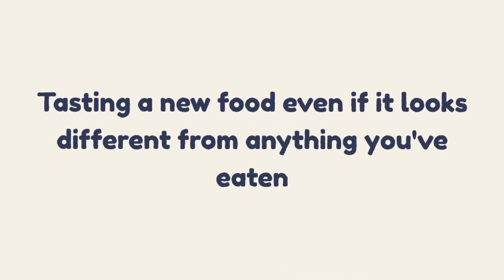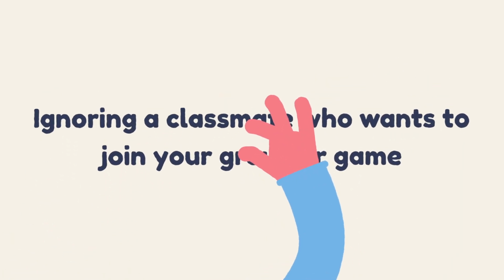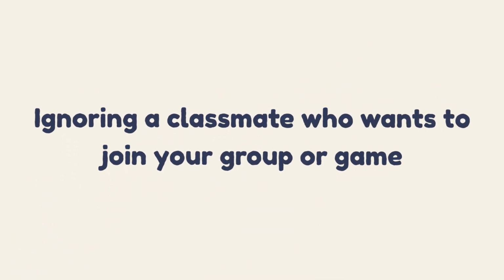We'll go through the rest of these examples together, and as I read them, I want you to place an M for mindful behavior or a U for unmindful behavior. Then once we get through all 8 of these, I'll tell you what's next. Example number 2 is tasting a new food even if it looks different from anything you've eaten. The next example is ignoring a classmate who wants to join your game or group. Would that be mindful or unmindful behavior?